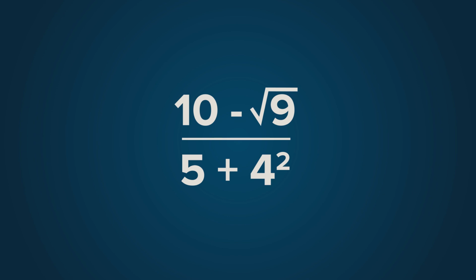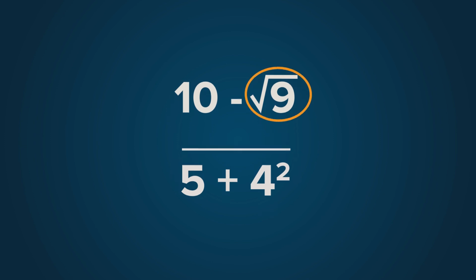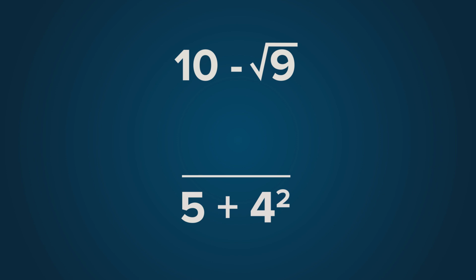Let's take a look at another example. So here we have 10 minus the square root of 9, all divided by 5 plus 4 squared. Now remember, the numerator and denominator are treated like parentheses. We have to simplify them before we do anything else. In the numerator, the radical has top priority. So we start with the square root of 9, which is 3.